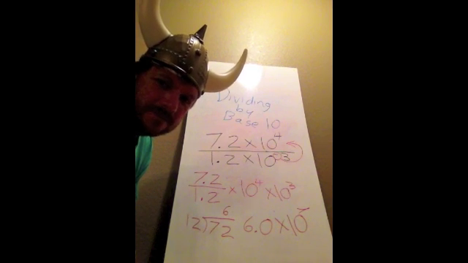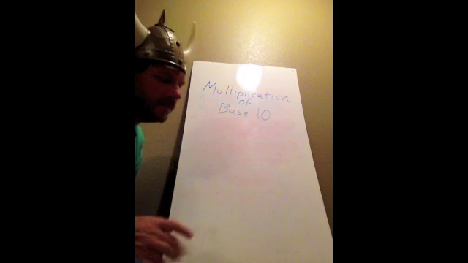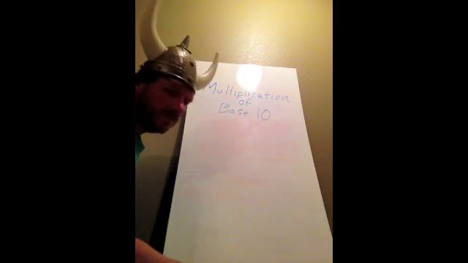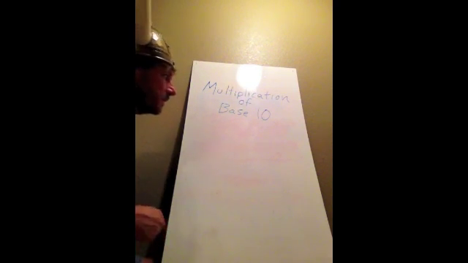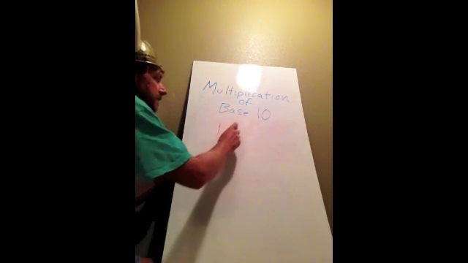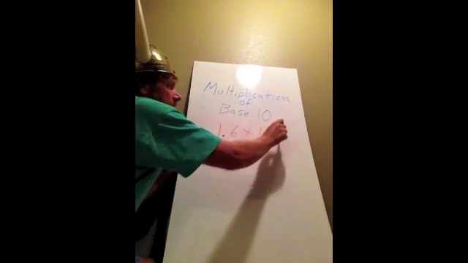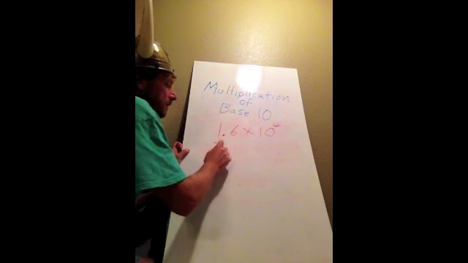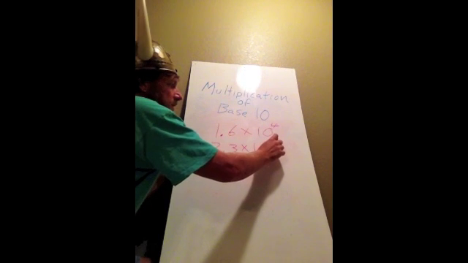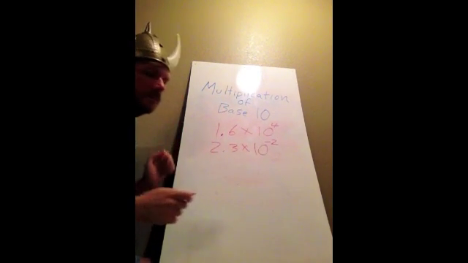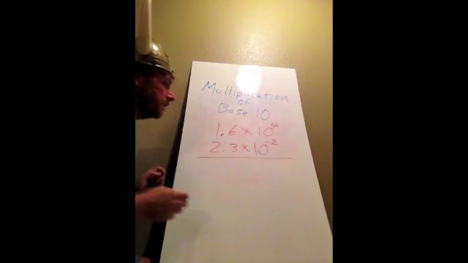Okay, I'm back. Now, we're packing a lot into this one, I know. It's important, I think, to cover multiplication and division at the same time. Let's do one more multiplication. We'll make the number easy. 1.6 times 10 to the 4 and 2.3 times 10 to the negative 2. A little bit of a twist.